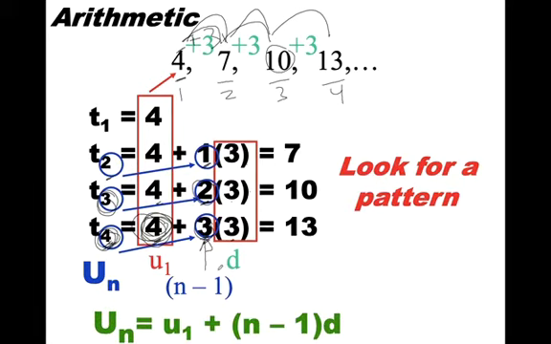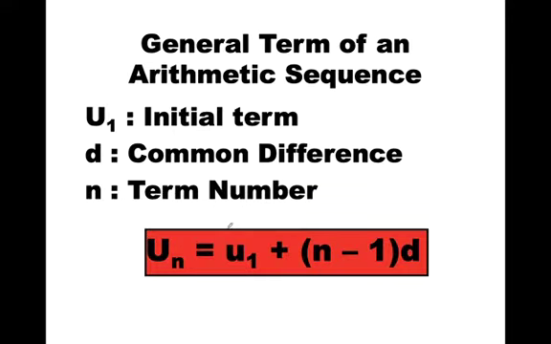They can all be put together and written in terms of the general model, where it's u1 plus n minus 1 times how many jumps, or d. So the general term of an arithmetic sequence: u1 is the initial term, d is the common difference, and n is the term number, and this is the equation.